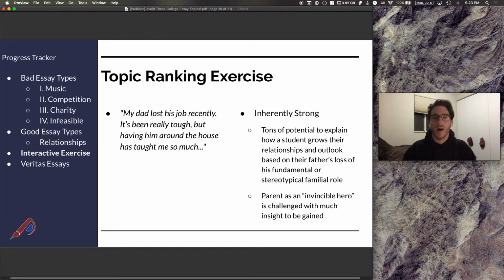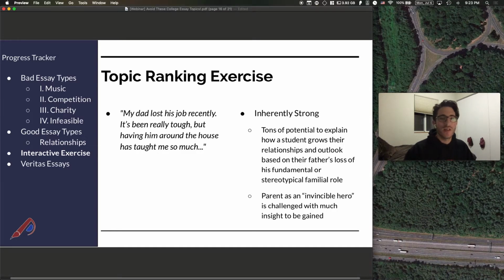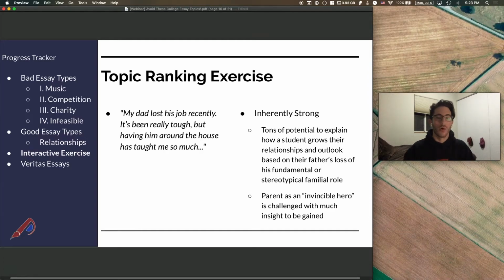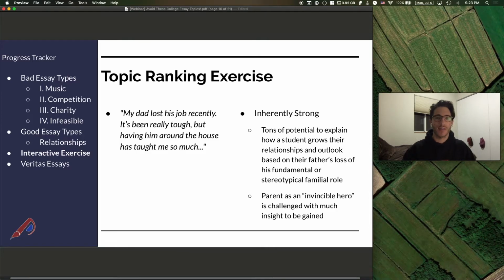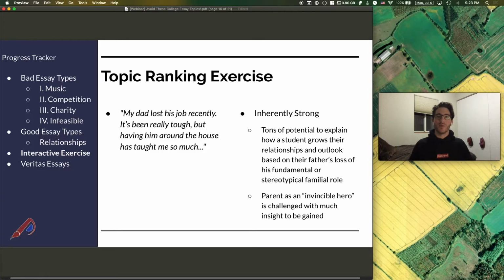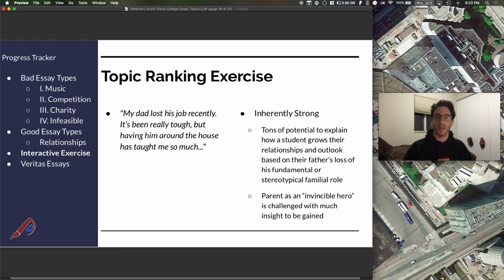You could talk about how a student grew and developed their relationship with their father based on the father's loss in their stereotypical role as the breadwinner for the family or as a parental figure who's going to work every day. The idea of the parent as this invincible hero is kind of crumbling, and there's definitely a lot of insight and growth and maturity that might come from that.